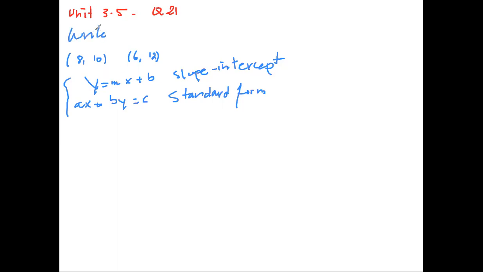So write an equation, and in both actually. So the equation requires both. So write an equation of the line passing through the given pair of points. Okay, we have a pair of points, one here and the other. Give the final answer in A, slope intercept form, and B, standard form, which is basically this.